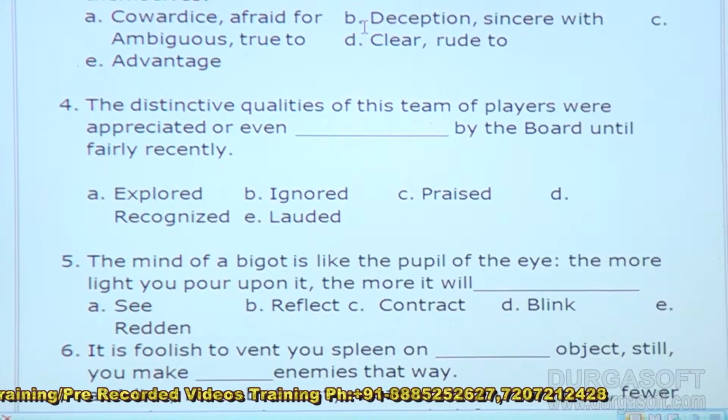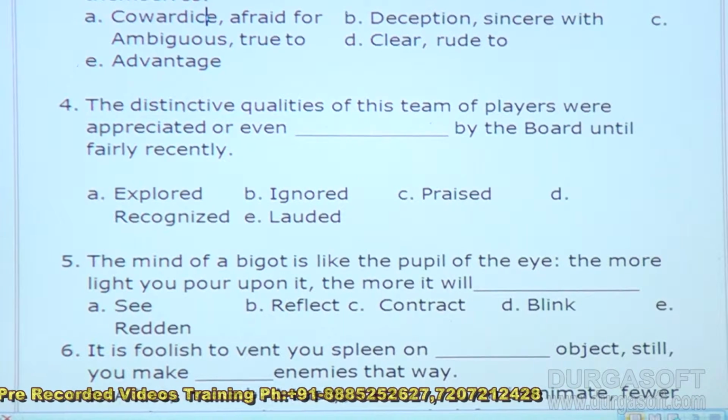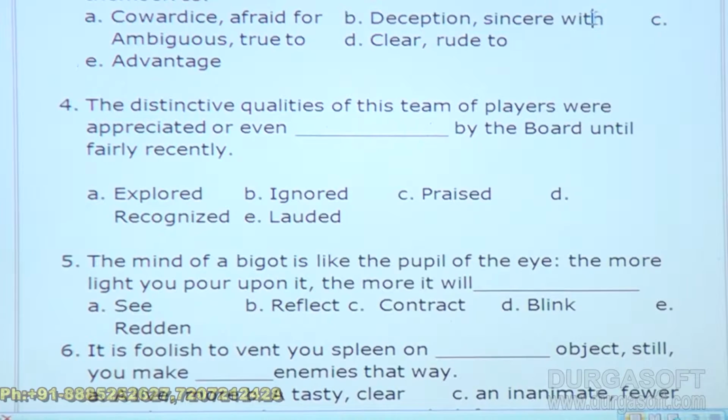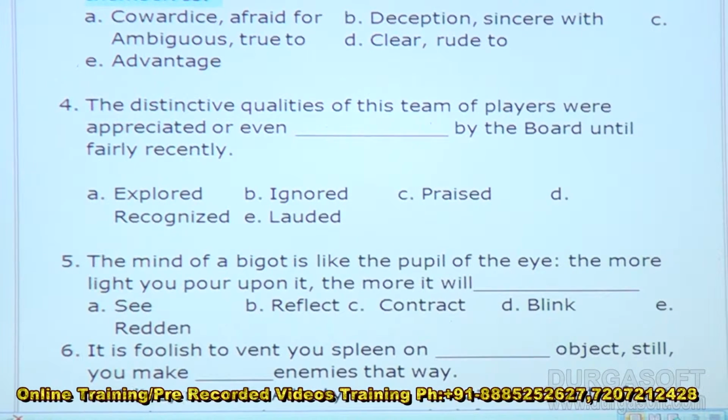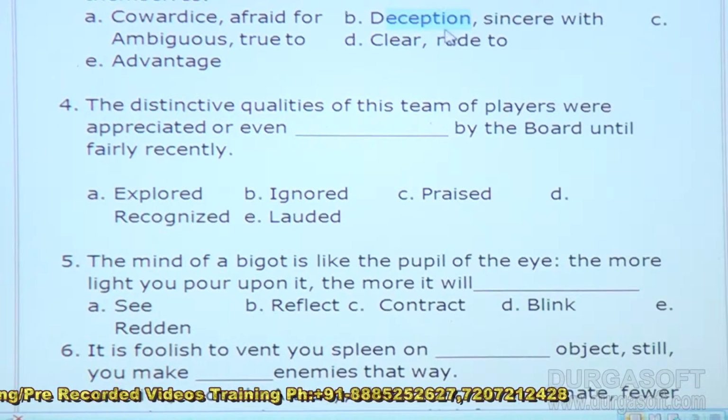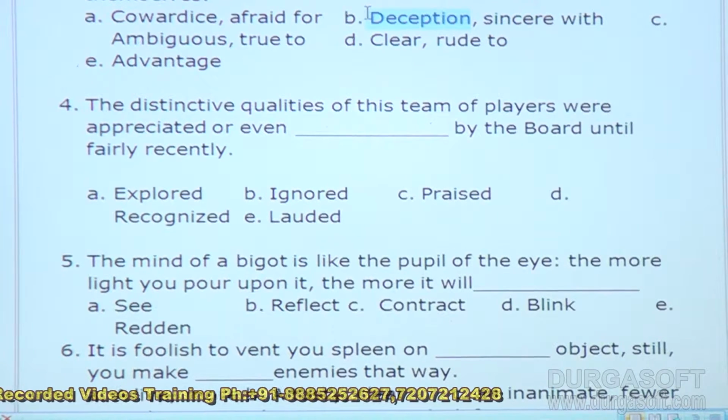Second one, deception and sincere with. It is only to the vain that all is vanity and all is deception, only to those who have never been sincere with themselves. So this is the most appropriate one. Why is it most appropriate for the context? What is the second part of the sentence? Only to those who have never been sincere with themselves. Then this is the opposite word. Deception is an antonym of sincere, so we can go with this one.